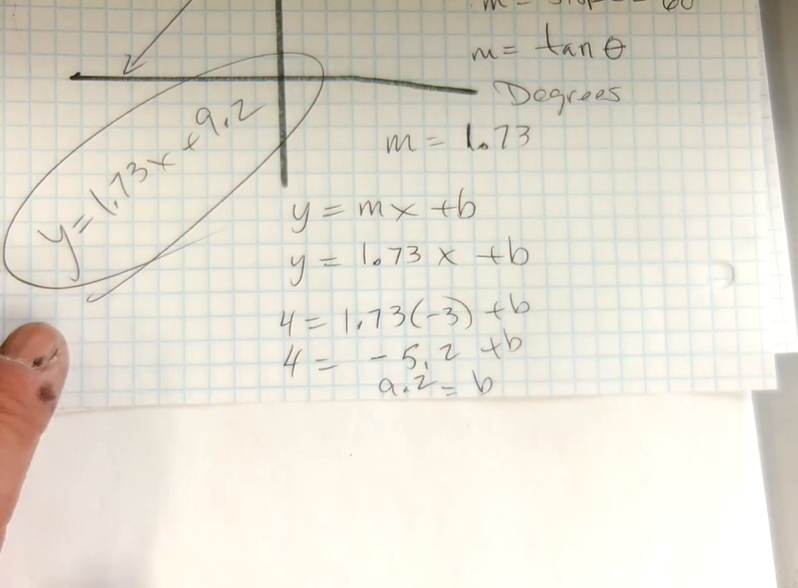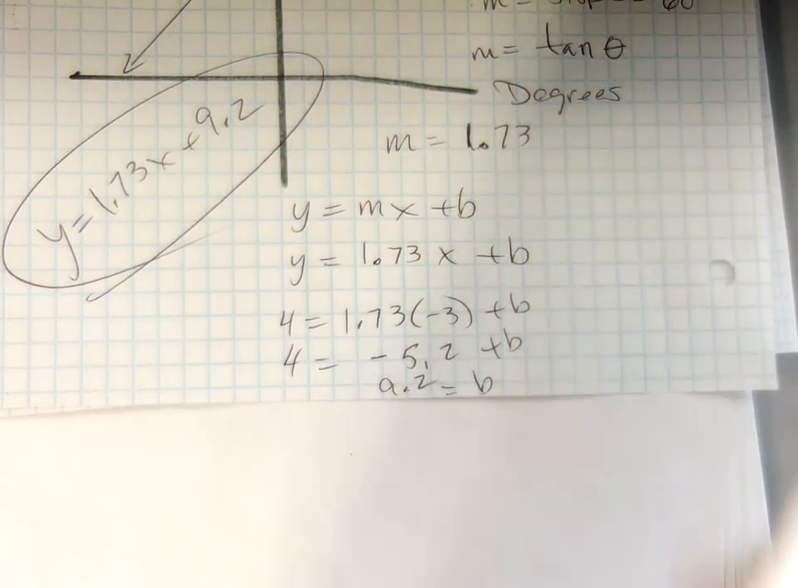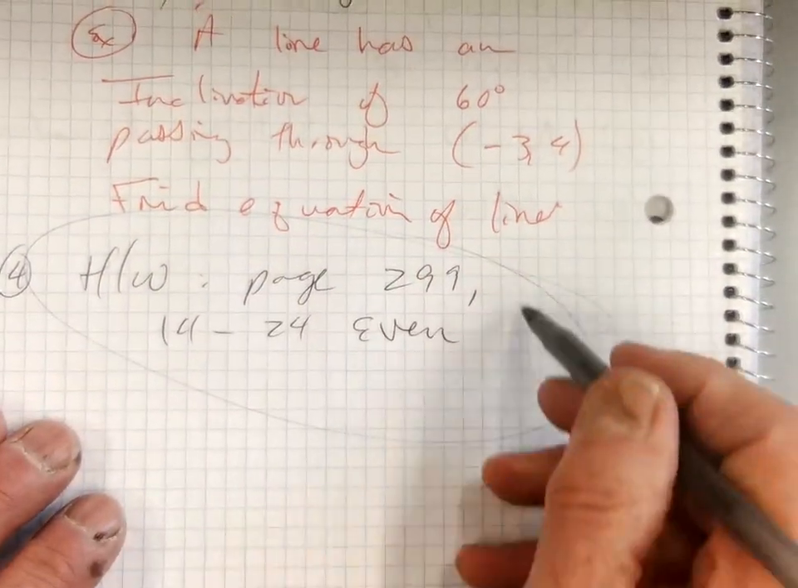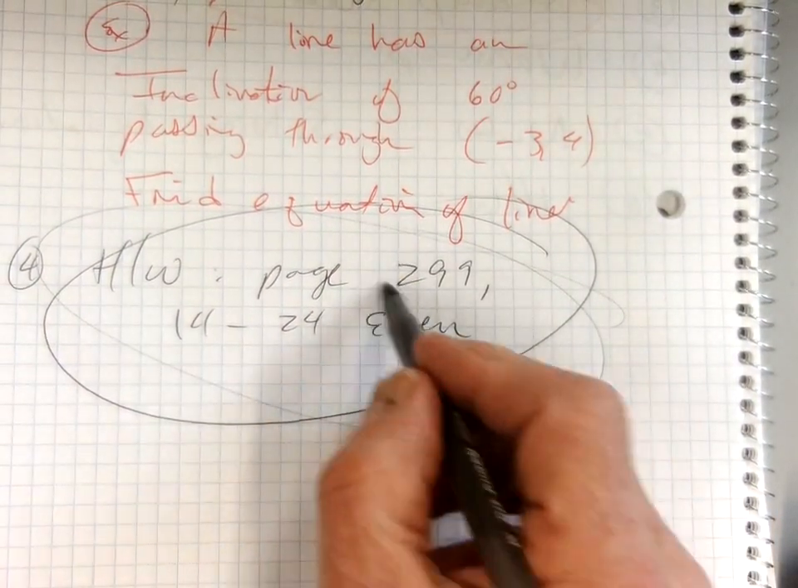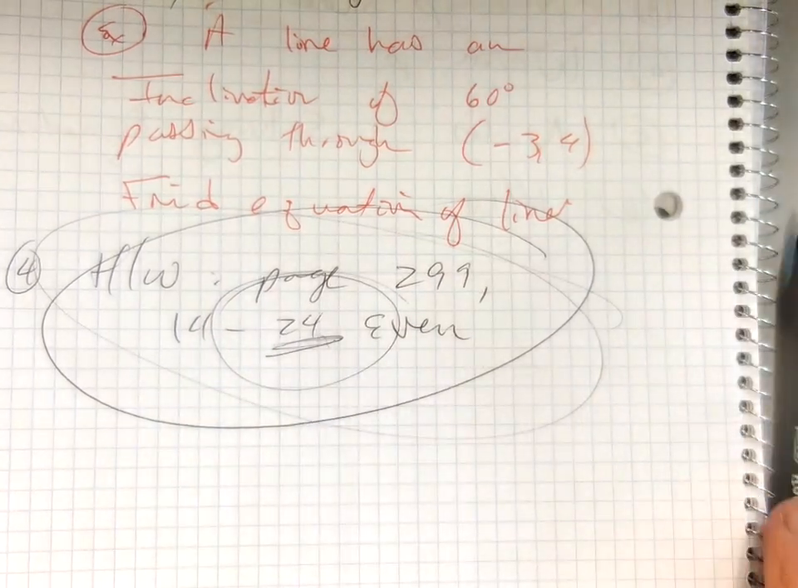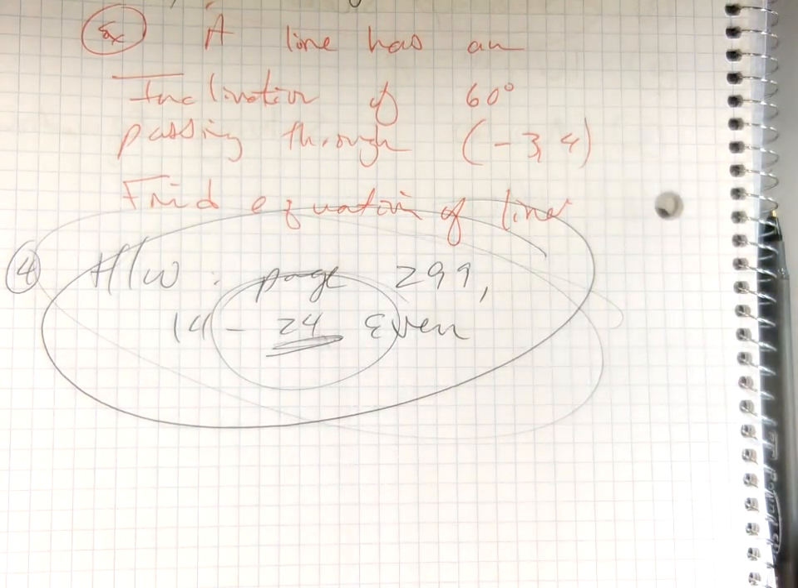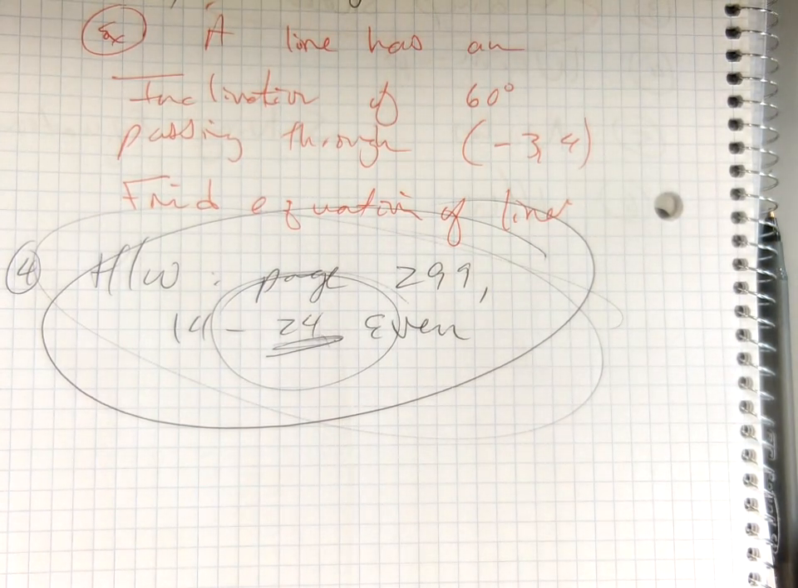Okay, so here's what I want you to do today, okay? I want you to do the 14 to 24 evens on page 299. Some of these are going to be in radians. These last few are going to be what we just did, all right? And then I'm happy to help, okay? We have lots and lots and lots.